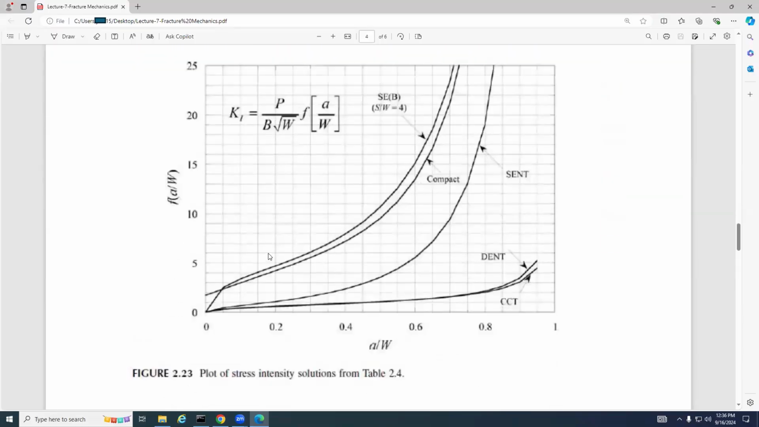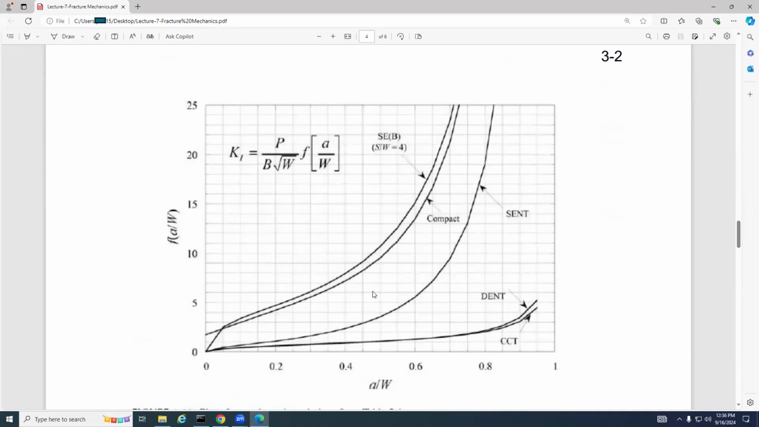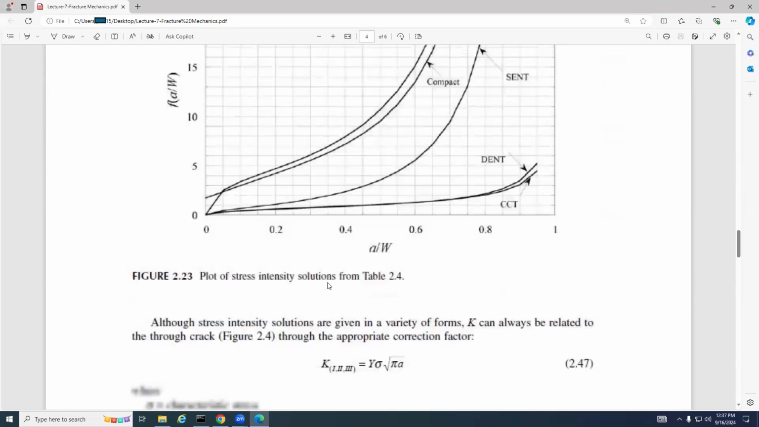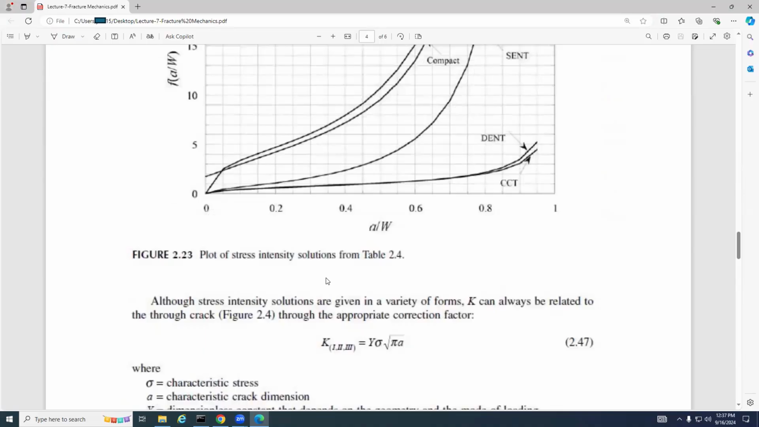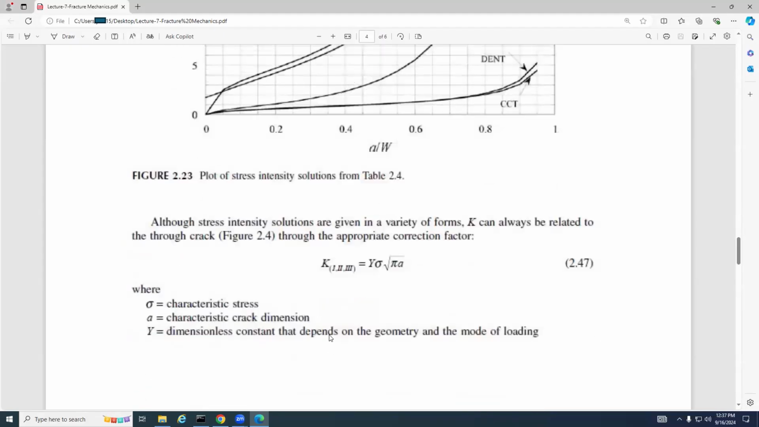So here this plot and this plot show the function f, which is a function of a over W, for different specimens. Here is one statement. If you have taken machine design with me, or computer aided engineering with me, you should be familiar with this equation, I hope. Let's remember this equation.